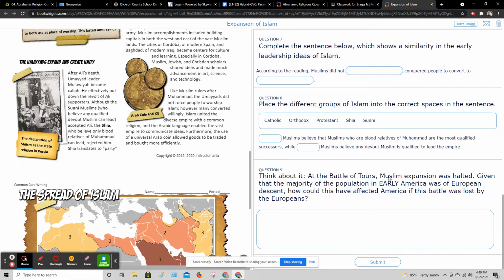Given that the majority of the population in early America, meaning the United States, when Britain was setting it up as colonies, was of European descent, how could this have affected America if this battle was lost by the Europeans? So if the Muslims won that battle and they continued to spread into Europe, how could that have affected us as the United States? All right, think about that. Think about how that would have affected us.